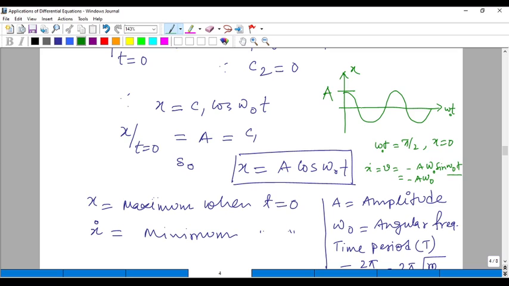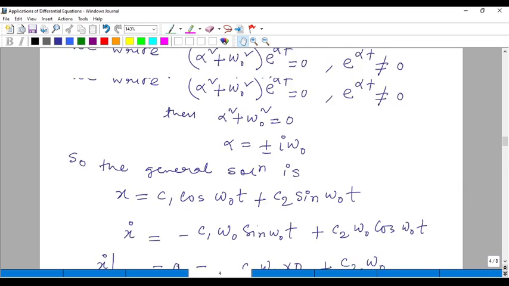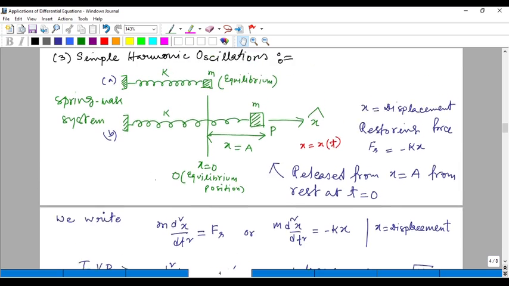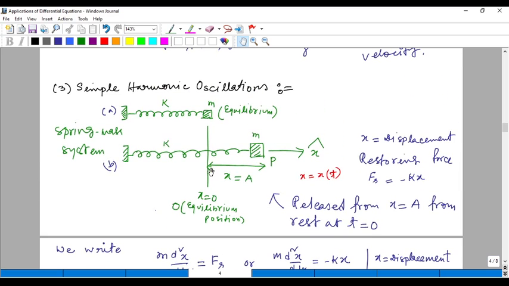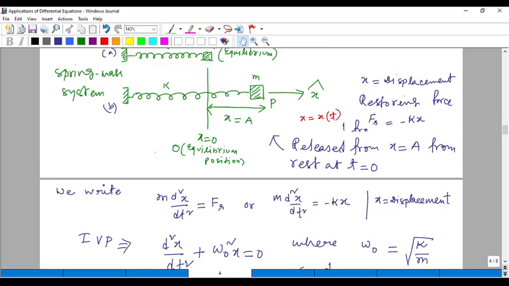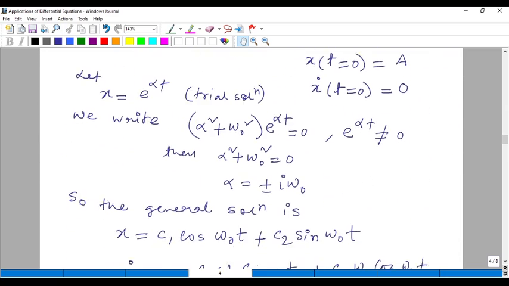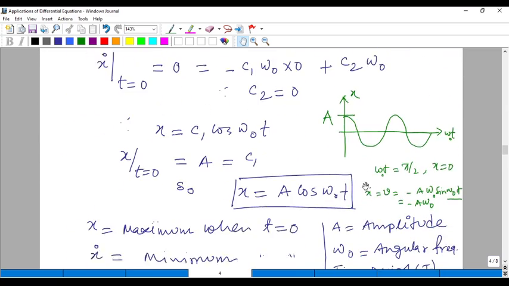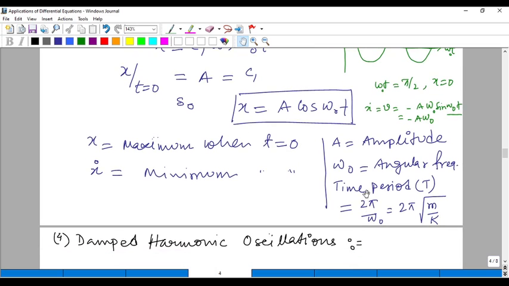When the displacement is 0, it is at the equilibrium position, because it is oscillating with respect to the equilibrium position. So in the equilibrium position, the displacement is 0, but the velocity is maximum. And when the displacement is maximum at this position, the velocity is 0. So both the velocity and position cannot be maximum simultaneously at the same time.